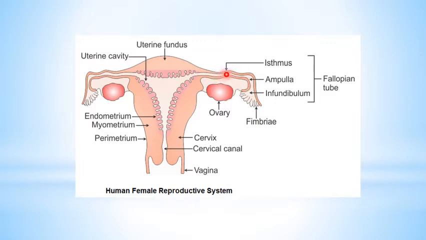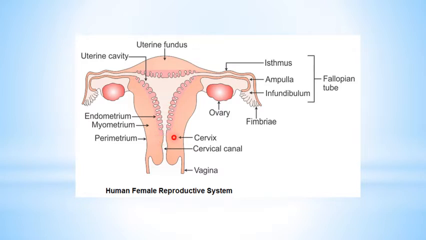which has a finger-like projection known as fimbriae. When the ovum is released from the ovary, it is collected by the fimbriae and passes into the fallopian tube. This is the site where fertilization takes place. This sac-like, inverted pear-shaped structure is known as the uterus, where the implantation of the fertilized egg and the growth of the embryo take place.